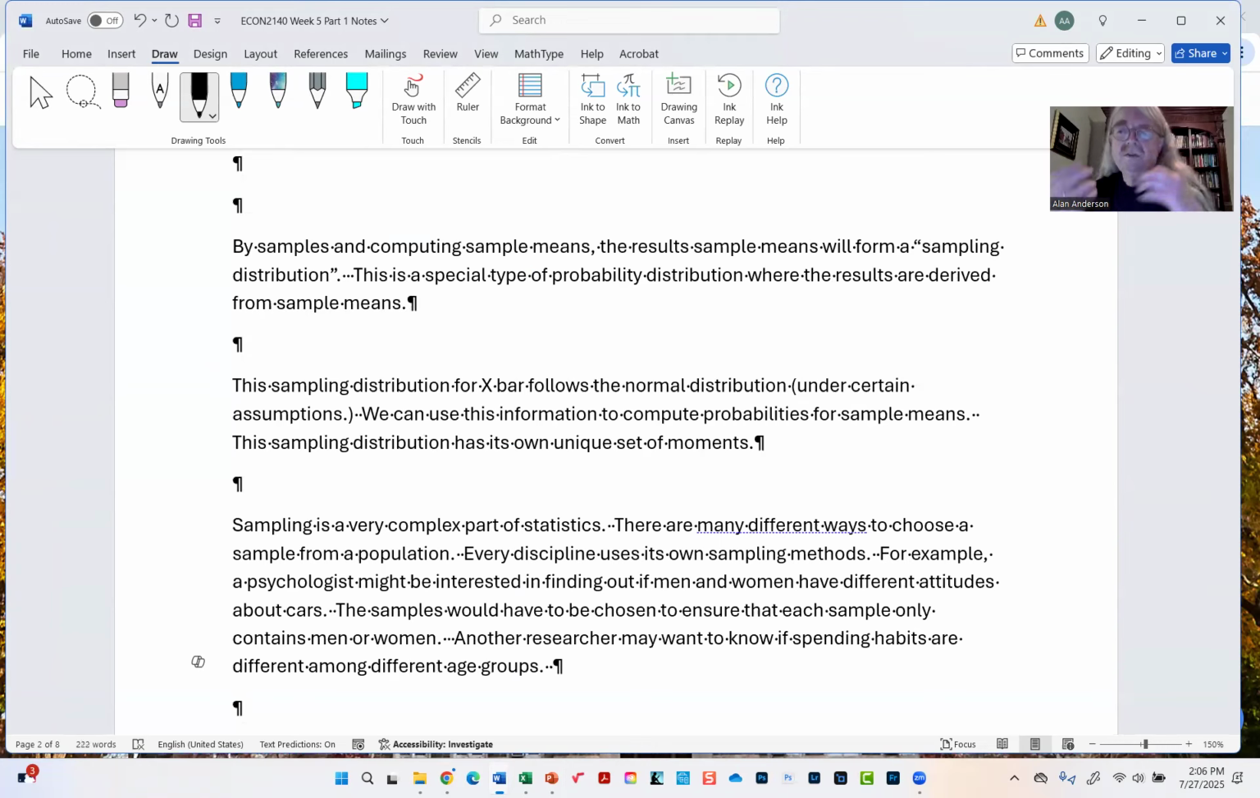So then what he's got to do is pick out data so that each sample, let's say, only has 20-year-olds or 30-year-olds or 40-year-olds or something like that.